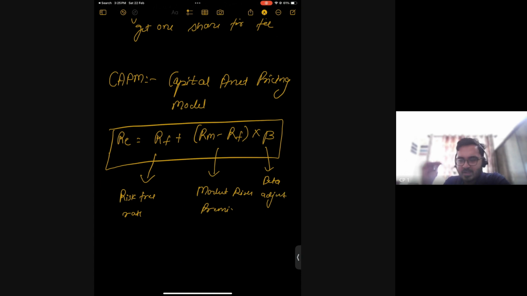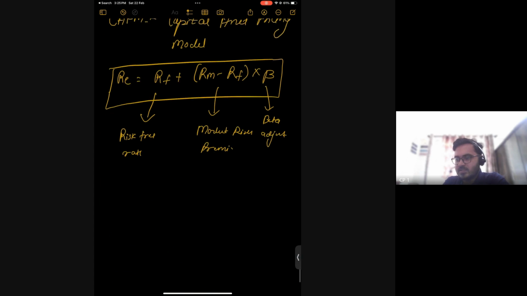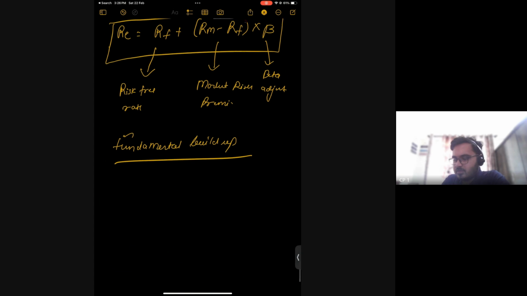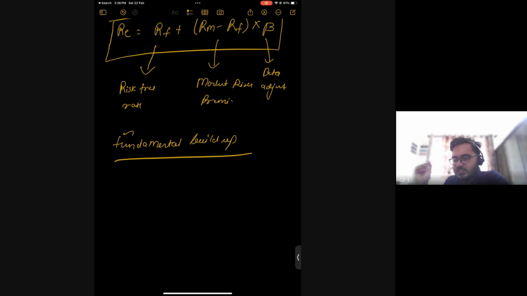Now let's forget what RF, RM minus RF, beta all are; these are just heavy terminologies to use. At any given point of time, the required rate of return that you need will always be a fundamental buildup. What do I mean when I say fundamental buildup? Let's just say there is one rate of return which is naturally available in the market, which is the risk-free rate. What is the risk-free rate? In general, we call it the 10-year government bond.